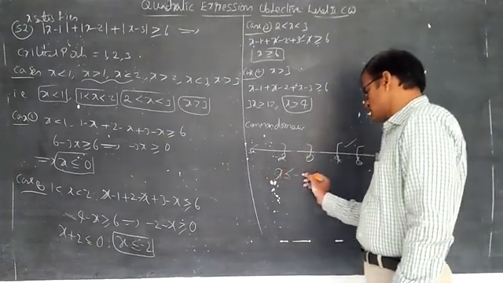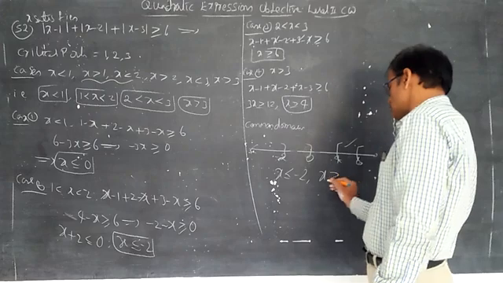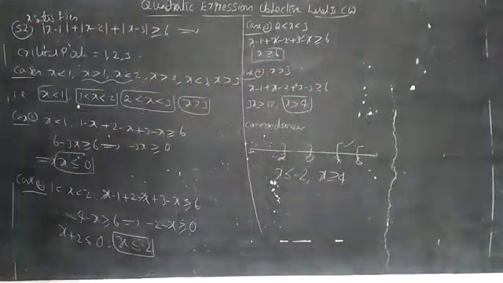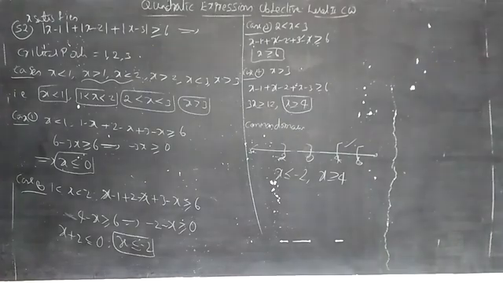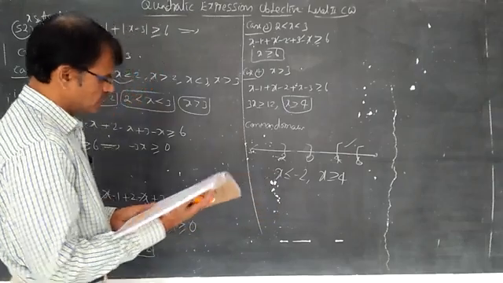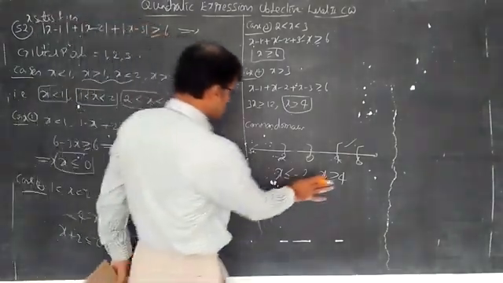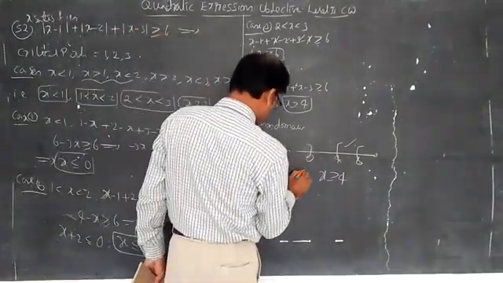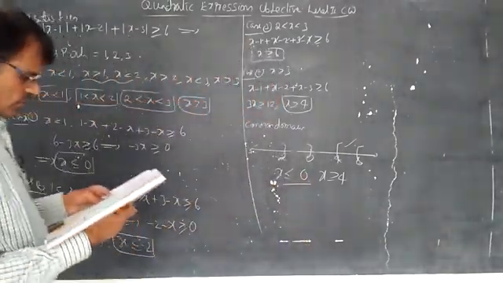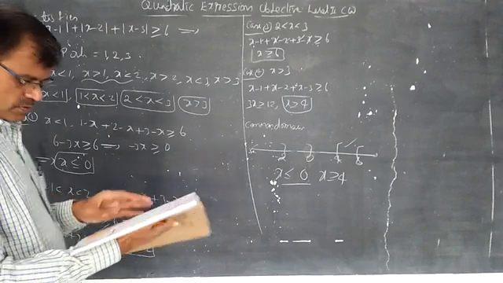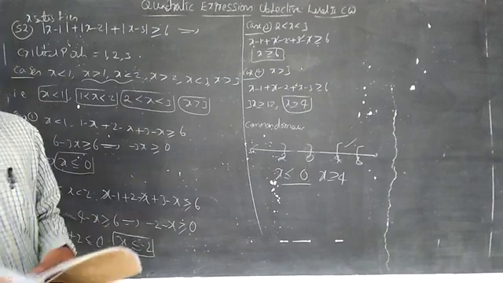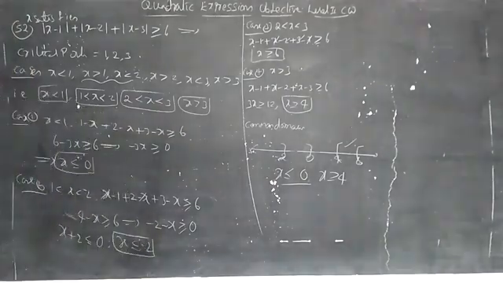According to the options, this is x less than or equal to 2 comma x greater than or equal to 4. Let us verify. x less than or equal to 0, so minus 2 is there. This is also correct: x less than or equal to 0 comma x greater than or equal to 4, or minus 2. That is the third option. Yes, it is correct.